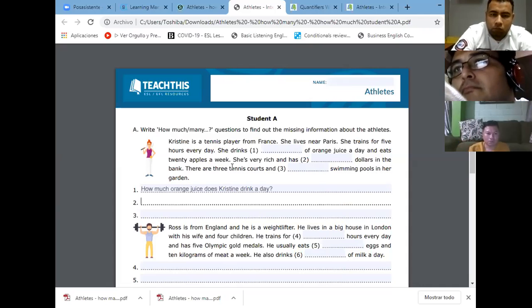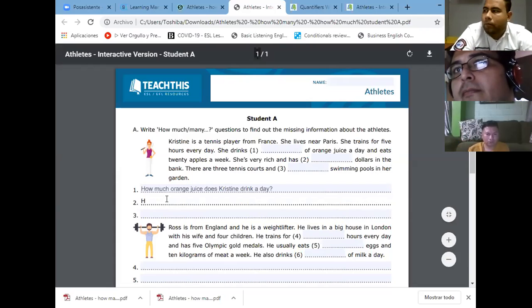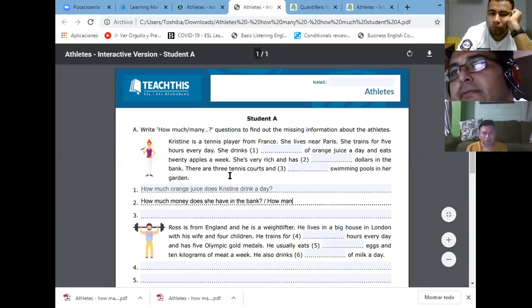So let's continue reading. And eats 20 apples a week. She's very rich and has, okay, what might be the question? Are dollars countable or uncountable? Countable. So you're going to use how much or how many? In this case you have two forms. You can say how much, because we're talking about money: how much money does she have in the bank? Or, if you want to follow the noun that we have right here, how many dollars does she have in the bank?